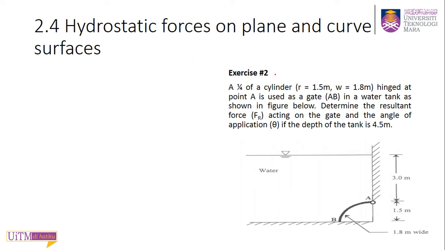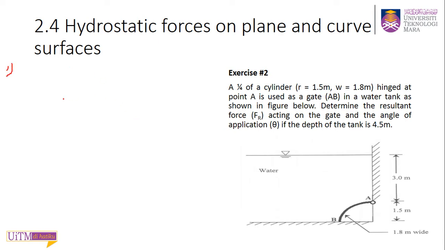Let's start. Exercise 2: a quarter of a cylinder with radius 1.5 meter and width 1.8 meter, hinged at point A here, is used as a gate AB in a water tank as shown in the figure below. Determine the resultant force Fr acting on the gate and the angle of application theta if the depth of the tank is 4.5 meter. Okay, first step.